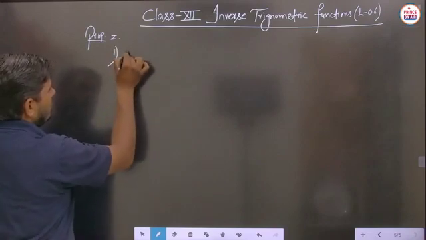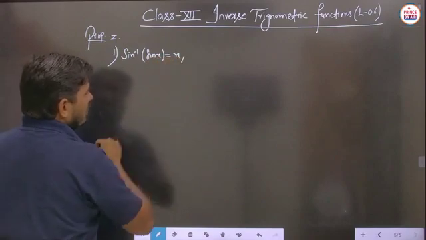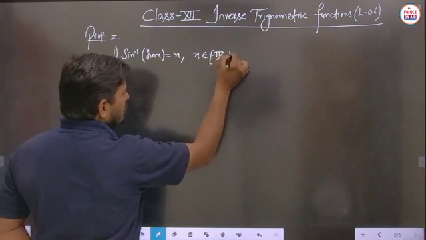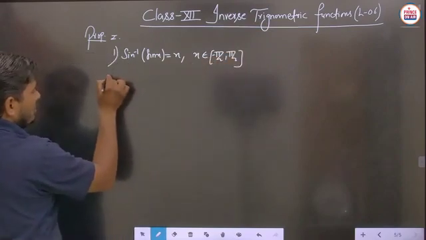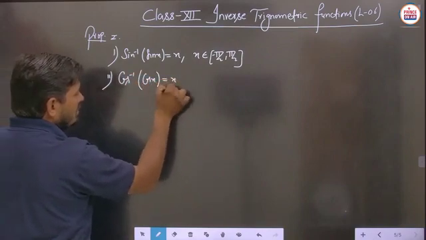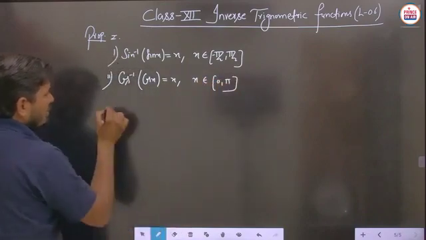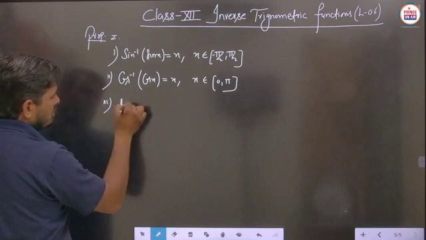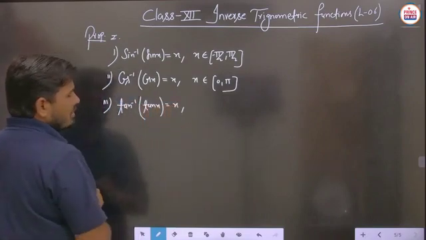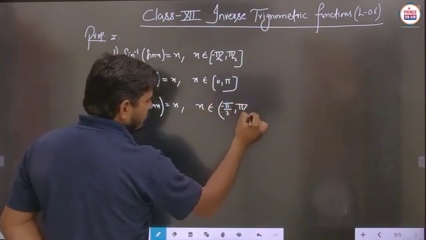In this part we see sin inverse of sin x, and the answer will be x, where x belongs to minus pi by 2 to plus pi by 2. Similarly, cos inverse of cos x will give the answer x when x belongs to the closed interval 0 to pi. In the third section, tan inverse of tan x will again give the answer x whenever x belongs to minus pi by 2 to plus pi by 2.